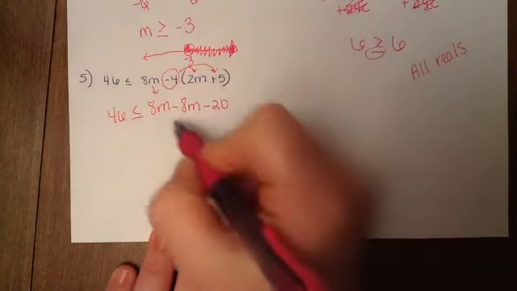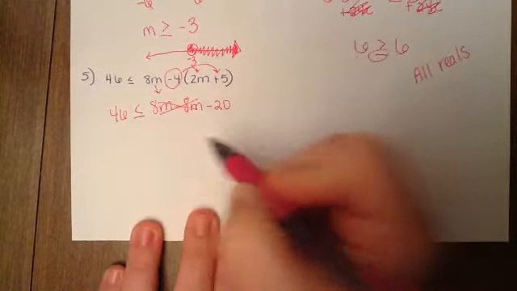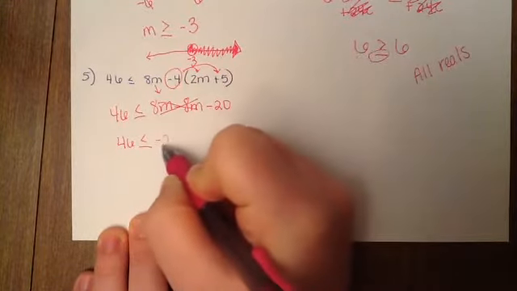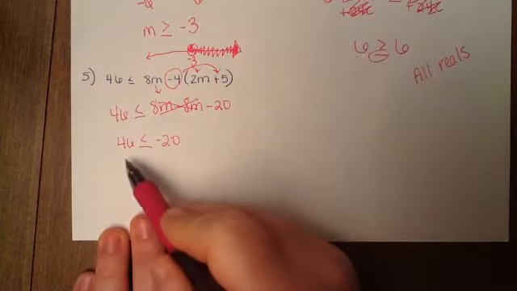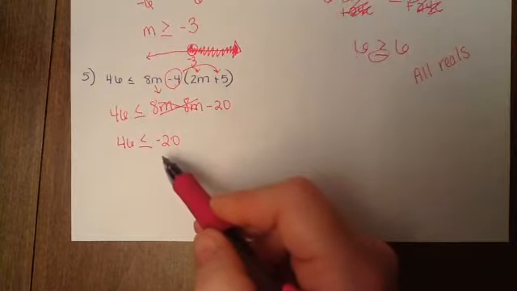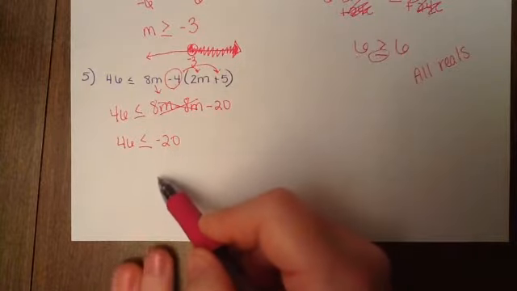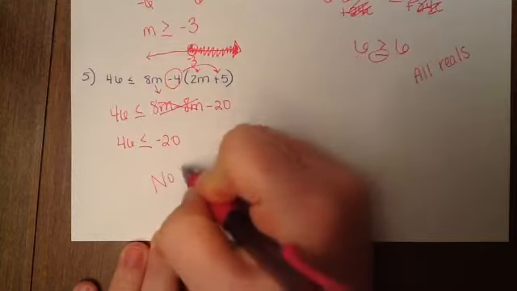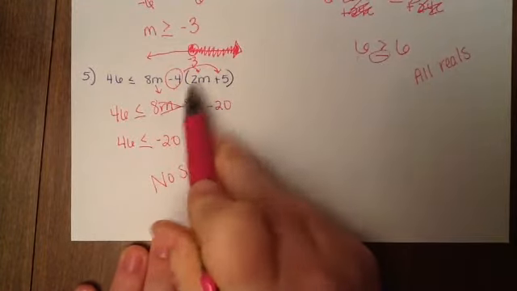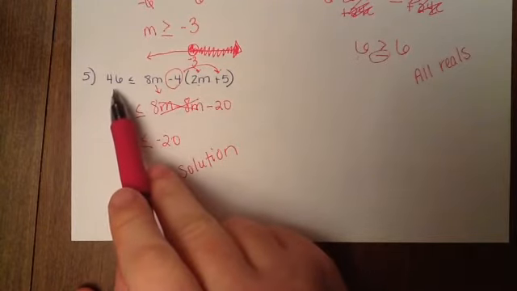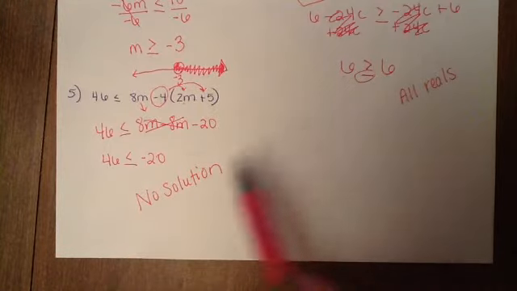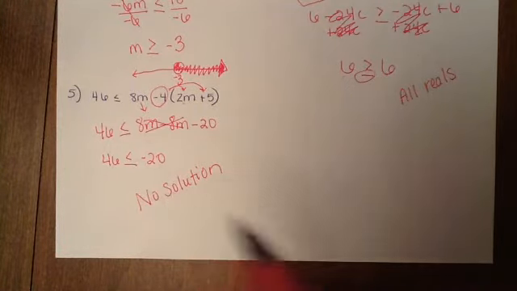8m minus 8m cancel. So we have 46 less than or equal to negative 20. Is 46 less than or equal to negative 20? No. So our answer here should be no solution. There is nothing that we can plug into m to make it true. So if we get something that is true, all reals. If we get something that comes out false, no solution.